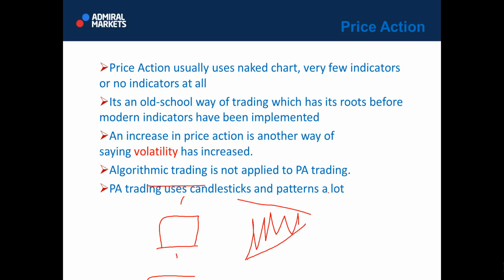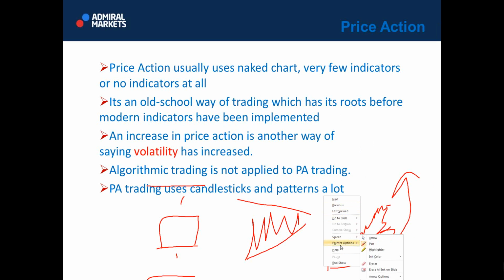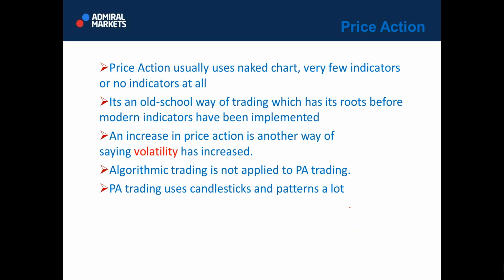Let's say that price is moving to the upside. Usually traders will wait for a pullback, draw Fibonacci levels, and then wait for those candlestick patterns to appear for a swing opportunity. So price action uses candlesticks and patterns a lot, and not many indicators. Usually only one indicator, or no indicator at all. Personally, I know many traders from Forex Factory who don't use any indicator. They're just trading naked. That is called naked trading.